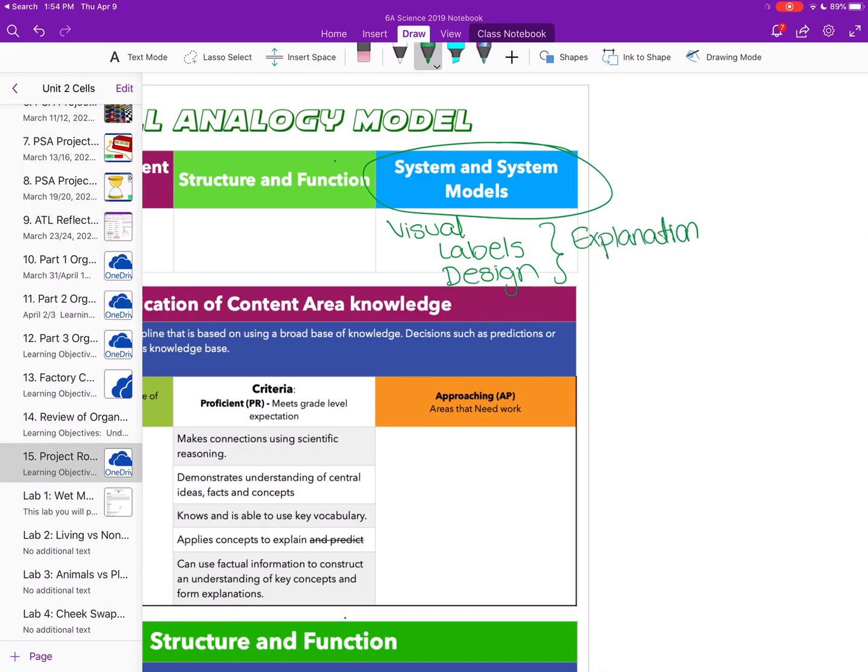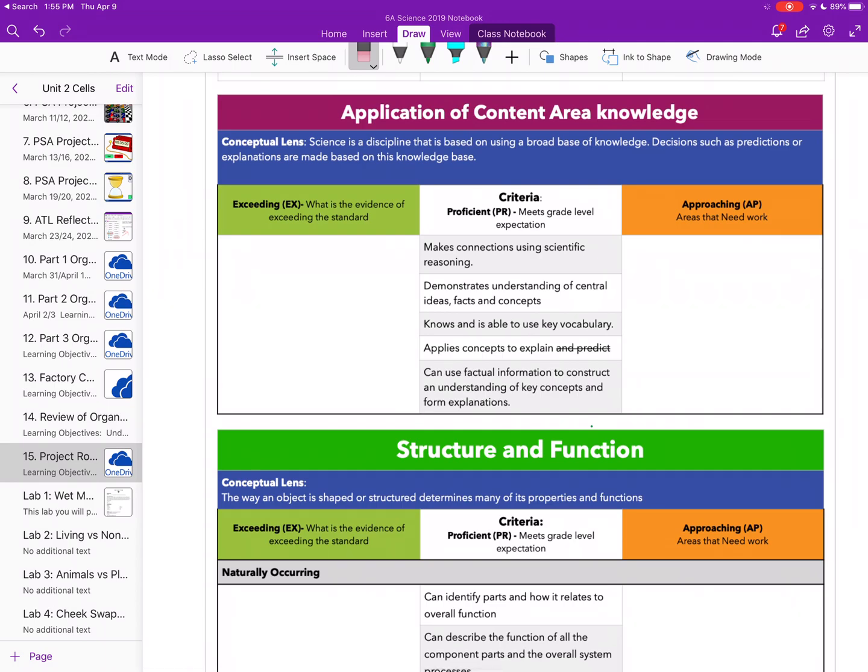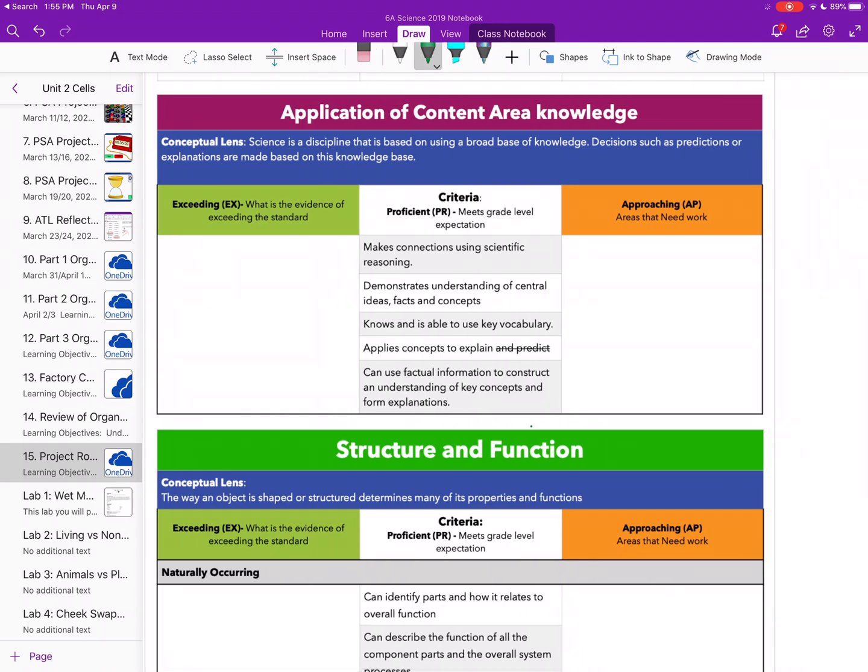Can you use a model effectively to explain a system? In this case, the world analogy and the cell. So I'll go through some of the indicators. For application of content area knowledge, can you make clear connections between the analogy and the cell? Do you understand the facts? Do you know the organelles and their functions? Can you use that vocabulary correctly to help you explain and clarify understanding?